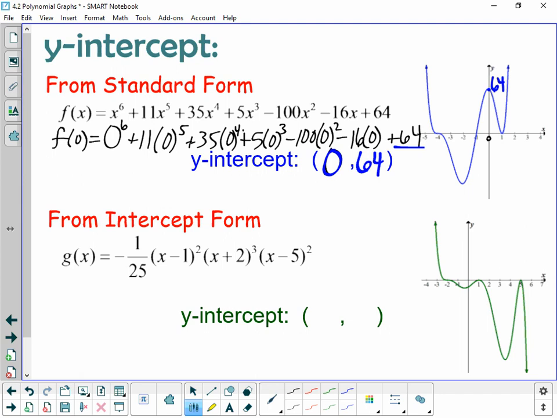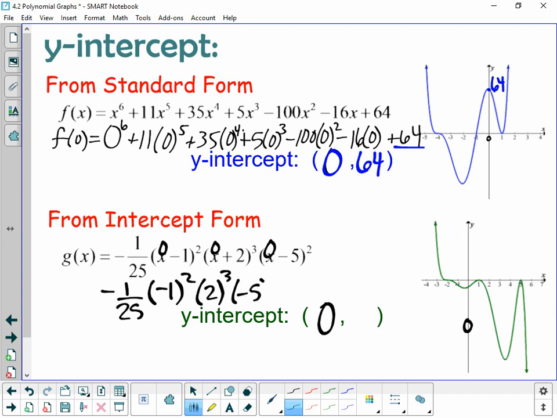In intercept form, if you have a factored form of the function, it's a little bit harder to determine that y-intercept, but again, it still happens at the x value 0. So we can substitute 0 in for x. In this case, we have negative 1/25. This becomes 0 minus 1, so that's a negative 1 squared. This becomes 0 plus 2, so that's a 2 to the third. This becomes 0 minus 5, that's a negative 5 squared. And if you calculate that, whether it be in your head or via your calculator, you'll find that that is negative 8. So the y-intercept is at the point 0, negative 8.